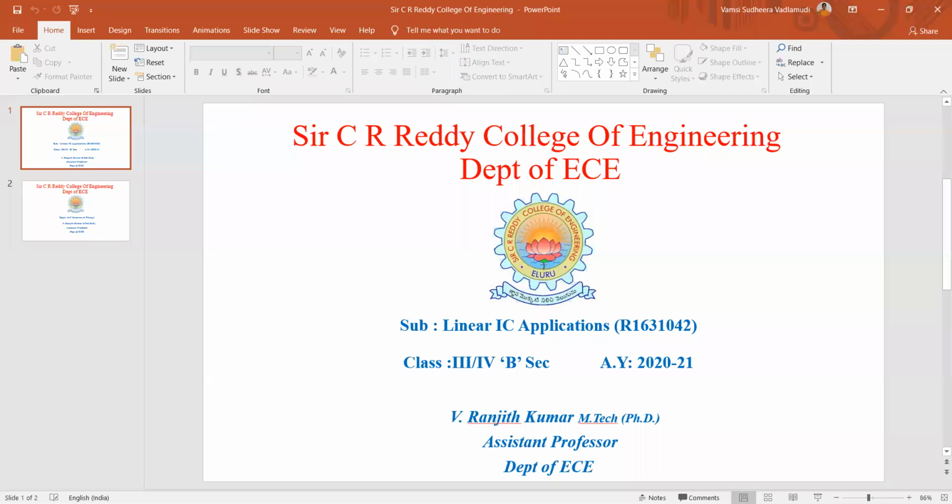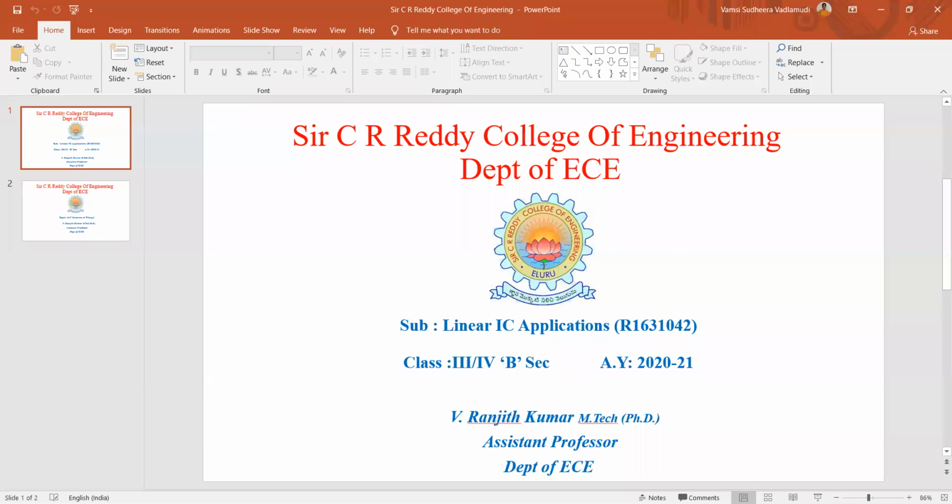So it's very important for short answer questions. Write the applications of comparator. You have to write these 4 applications: zero crossing detector, level detector, window detector, and pulse generator, right? Let us discuss briefly each application of the comparator. The first one is the zero crossing detector.